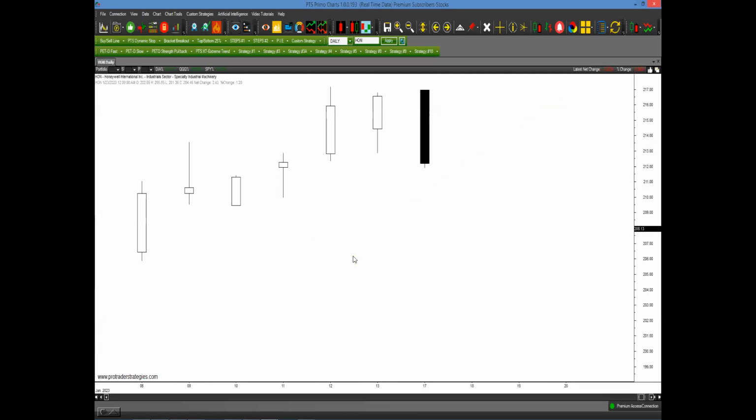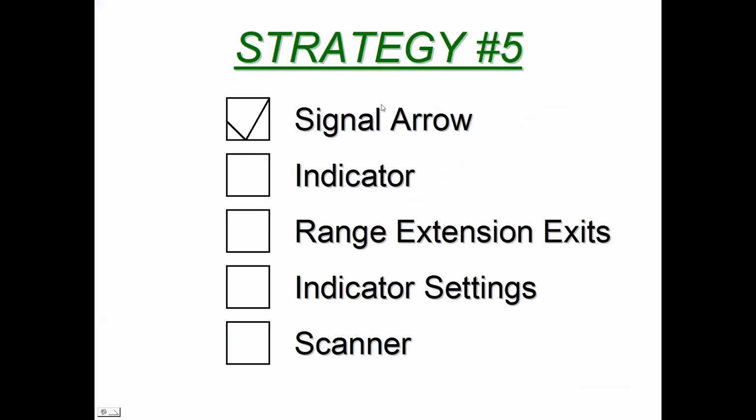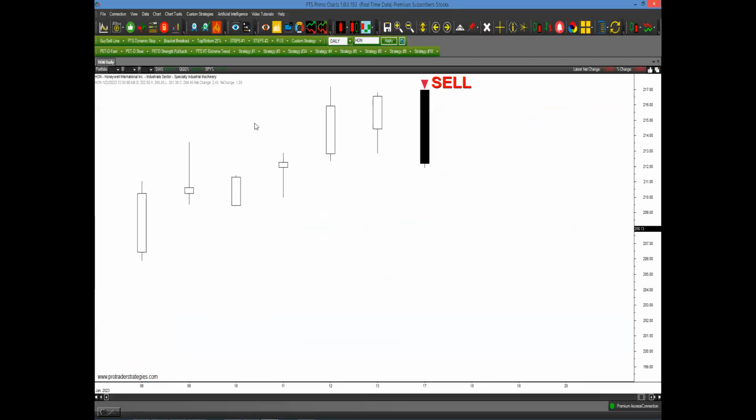Here's another example in HON, okay? Obviously, it's been going up. We click on strategy number 5, and we see with the signal arrows that there is a sell signal right here, okay? Now, someone would say, but Steve, that's just the same way I was taught. You're always supposed to look for a reversal. Well, listen, we're only going with the trend. And someone would say, well, yeah, but this is going against the trend.